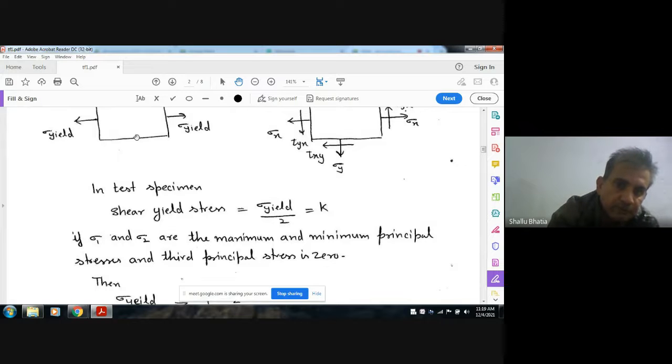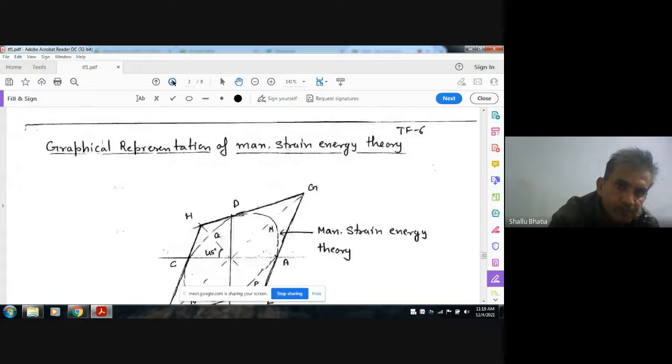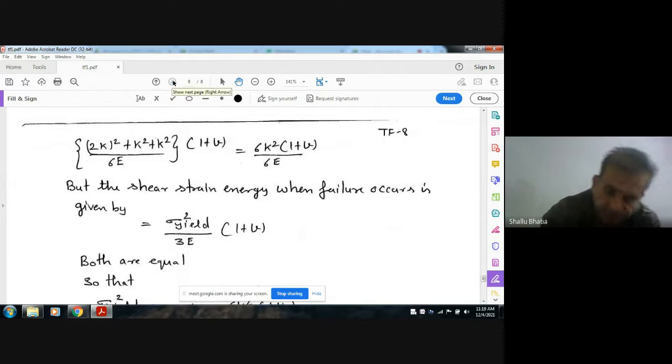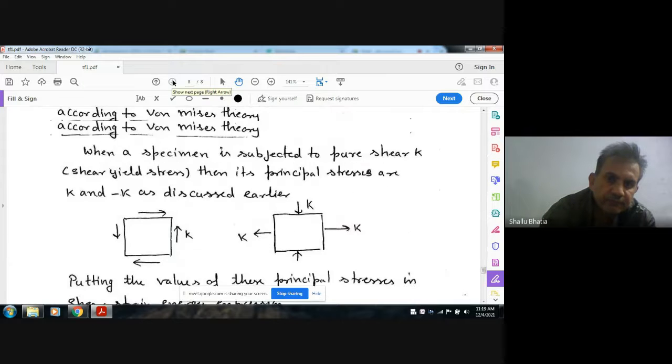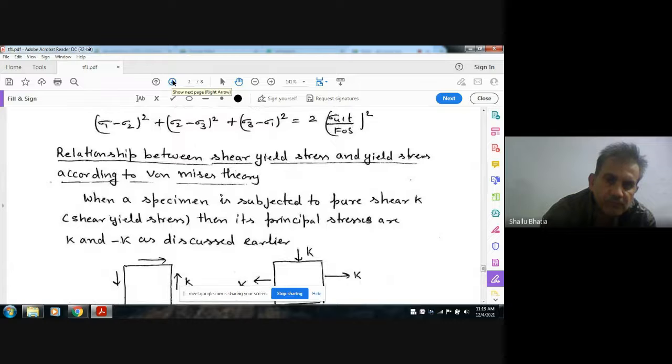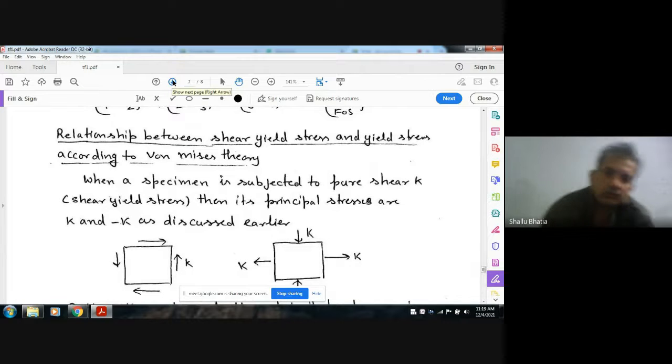Okay, but in this case, there is a different relationship between shear yield stress and normal yield stress. Okay, how? Consider a specimen subjected to shear yield stress k. Okay, this is it, and because it is subject to shear yield stress, it will fail.